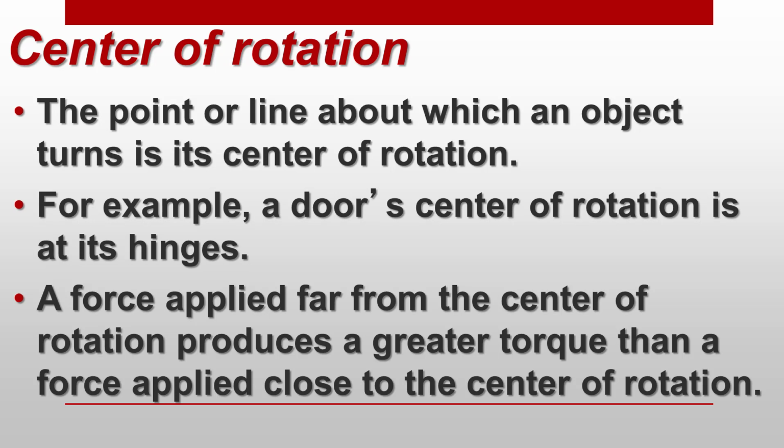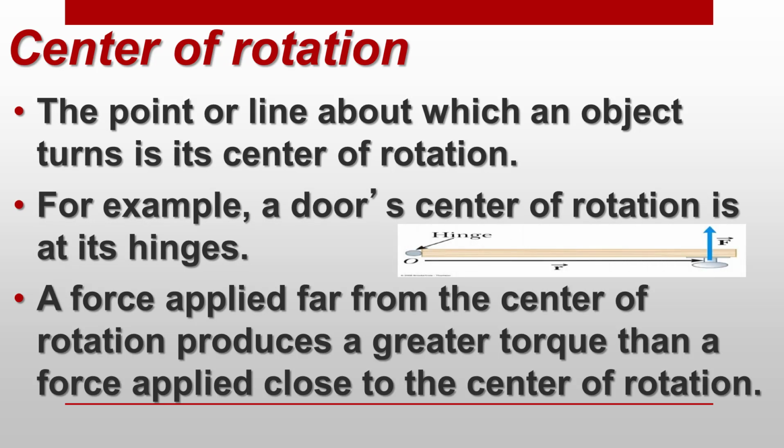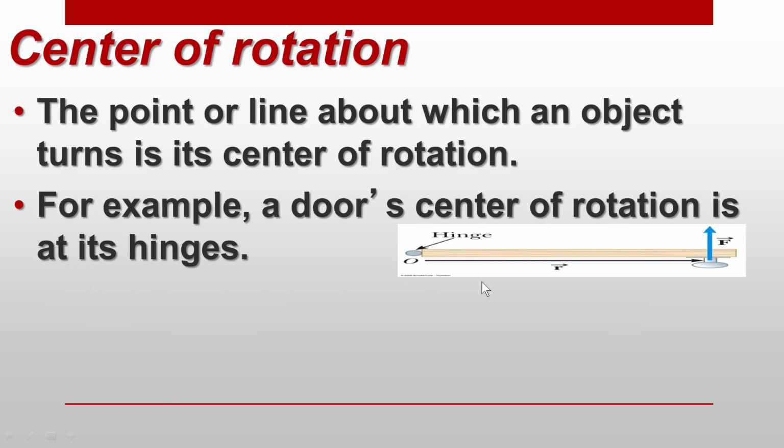Okay, so what will happen if we consider the example of the door and we are applying the force over here. You can see if force is applied far from the hinges, then what will happen? We will have a greater r, and we know that torque is directly proportional to r. Tau is equal to r cross F. So torque is directly proportional to r. If force is applied far from the center of rotation, a greater torque will be produced, and if it is applied near the center of rotation, less torque will be produced. Torque is directly proportional to r.